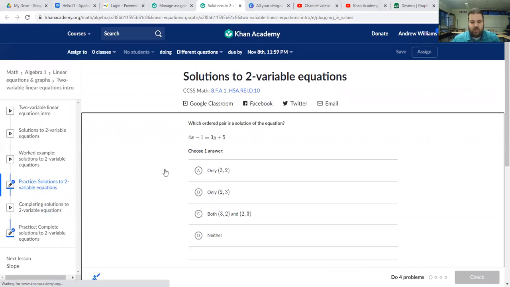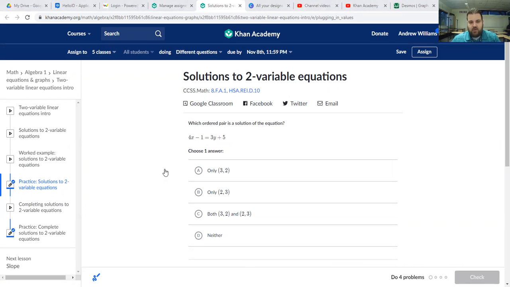All right, let's do a couple more problems just to make sure that you understand what's going on here. So what ordered pair is the solution to the equation? Your task: substitute some values in, see if you get a true statement. That's the way that I'm going to approach this. So we got the first one, 3, 2. 4 times 3, which is the x value. Remember, x comes first, y comes second. Don't forget that. 4 times 3 minus 1 equals 3 times 2 plus 5.